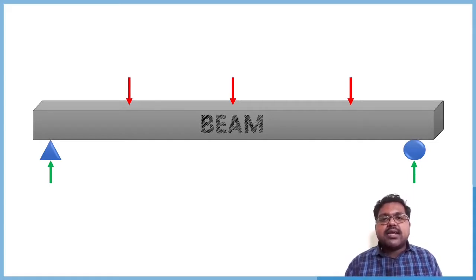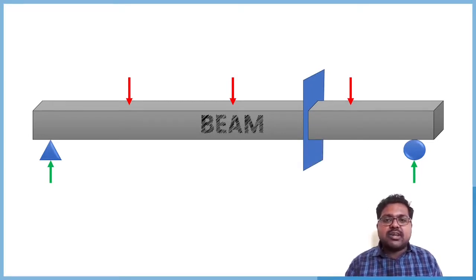To find these internal stresses which are produced in the member, we need to consider a cross section in a beam. If we take that cross section, the forces that are acting are the internal resistance offered by the member at that cross section. We will take shear force and bending moment.